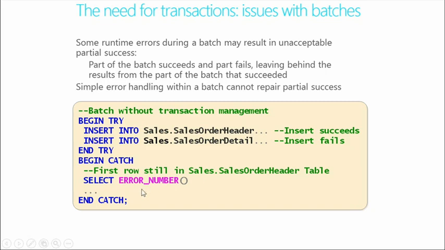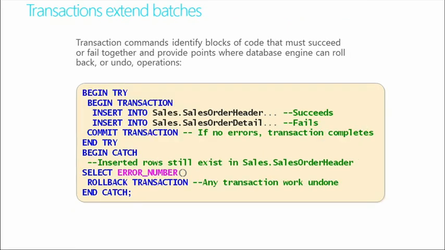Hey, by the way, we had a problem, but we still have inconsistency in our data because we have information in the header table, but we don't have information in the detail table. So what we're going to want to do is introduce, as we were just seeing a little bit ago, the begin transaction.